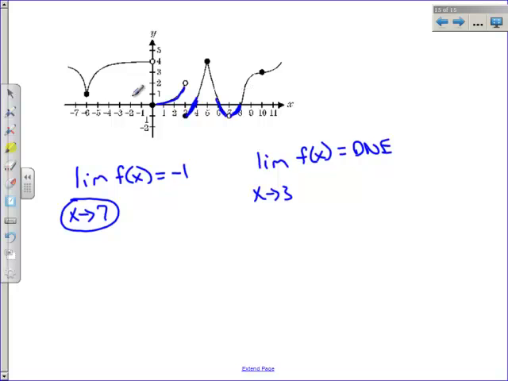Okay, let's just do one last example here. What about the limit as x approaches -2 of f of x? Well, here we can see -2 from the right and from the left, it's approaching the same value, and it looks like it's a little bit smaller than 4. So I'd say it's close to 4.